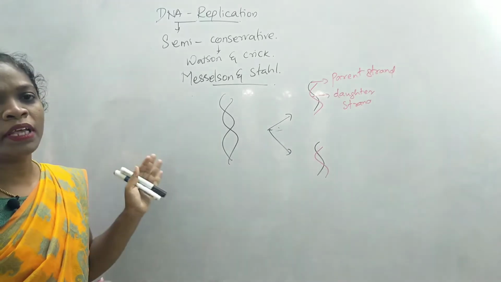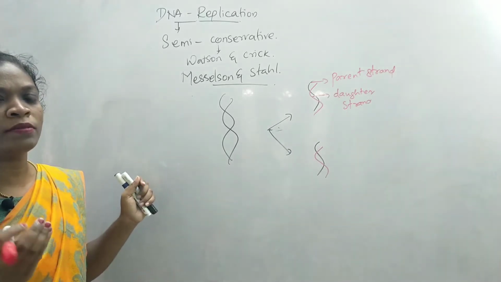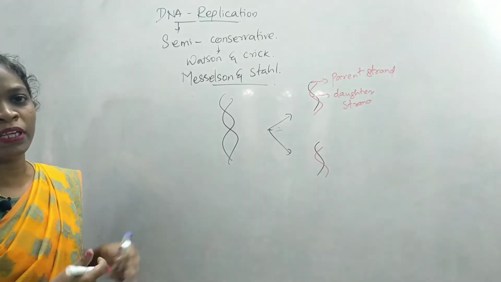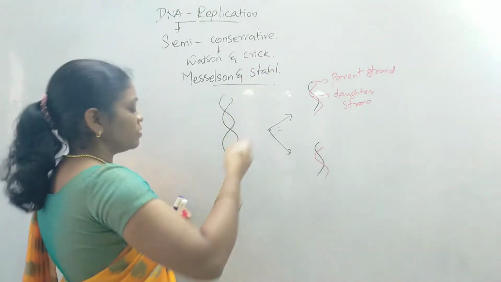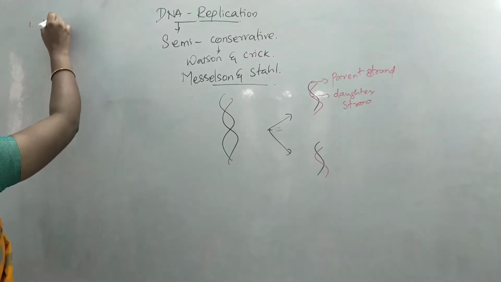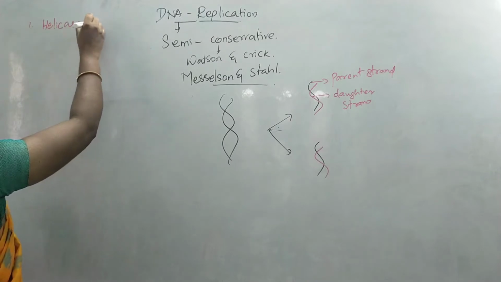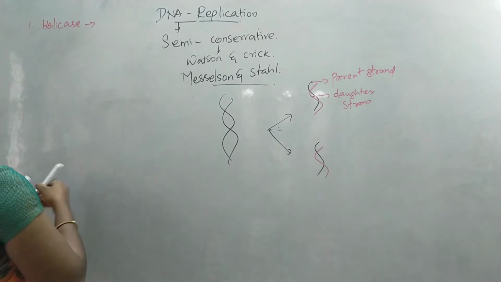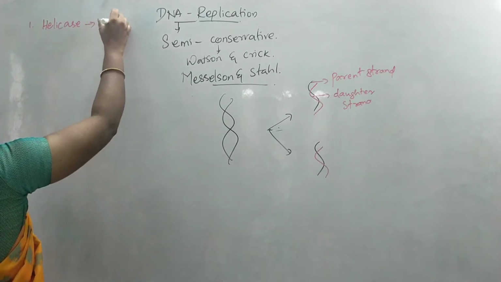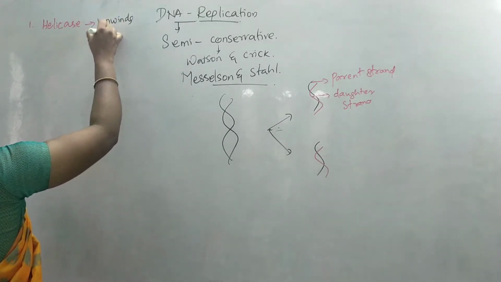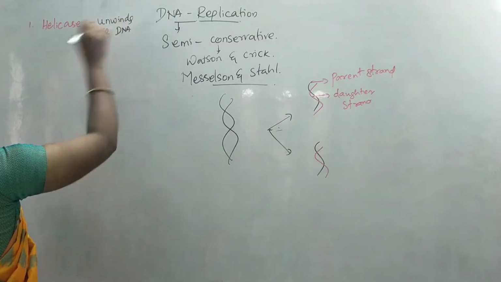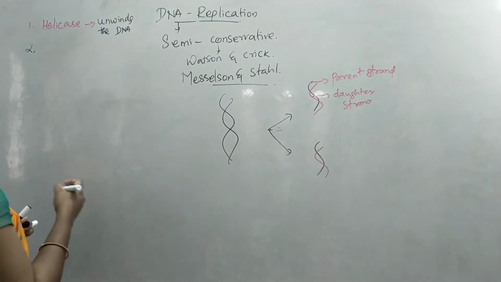Now, to learn about replication in detail, there are some points we should remember when we start learning the replication process. I will write them here. The first thing we have to learn about is the enzyme helicase. The enzyme helicase unwinds the DNA to start the process of replication.